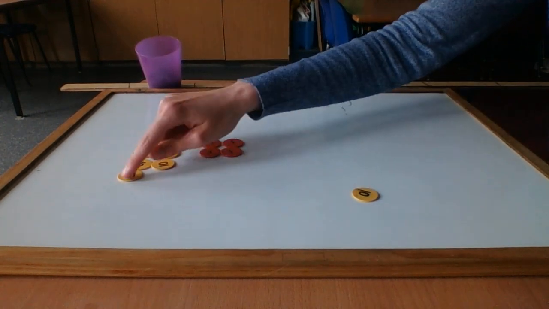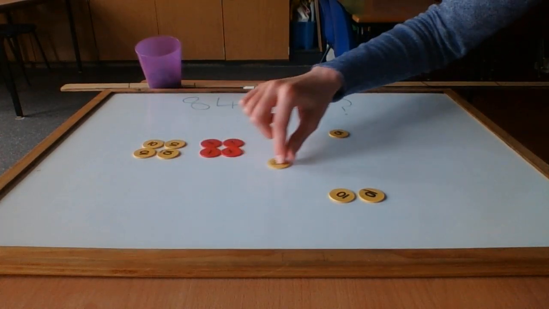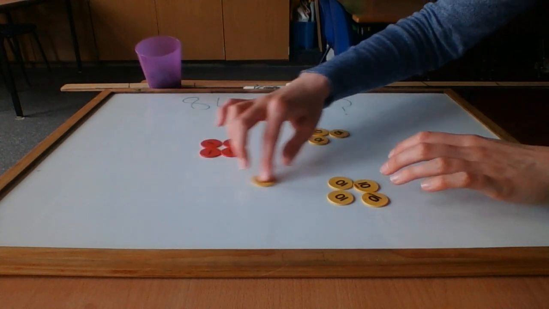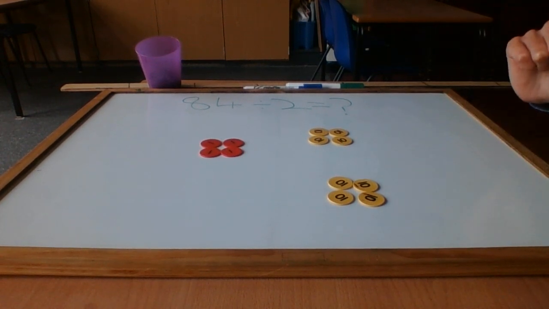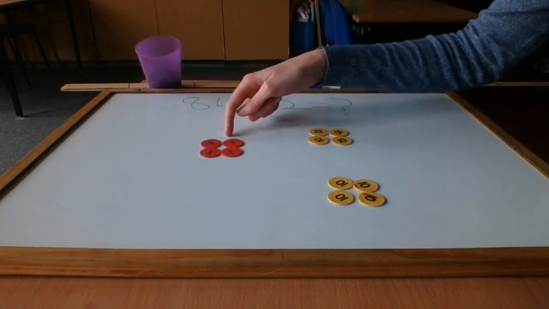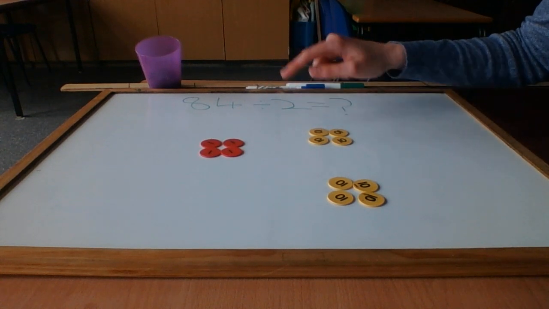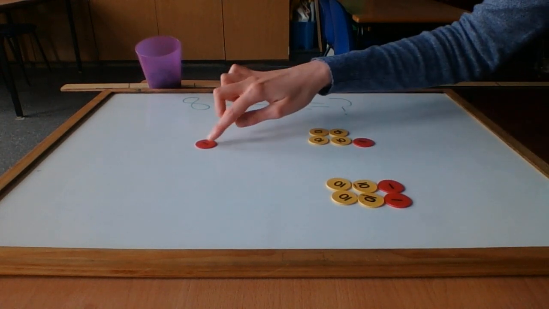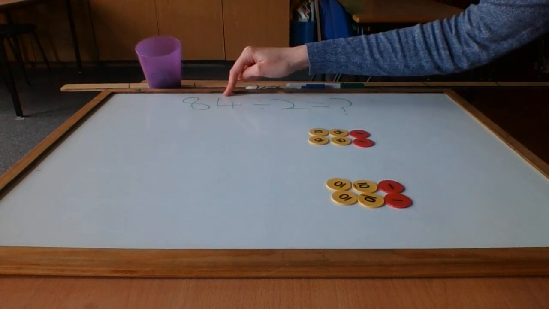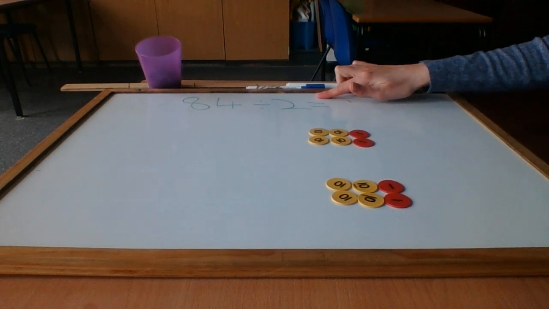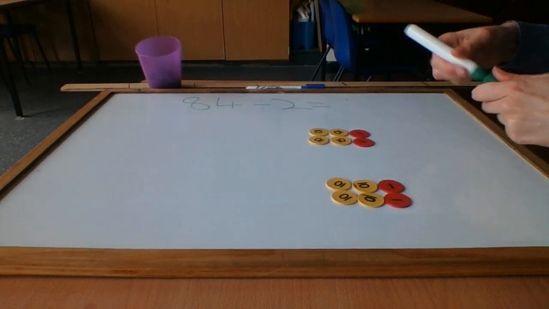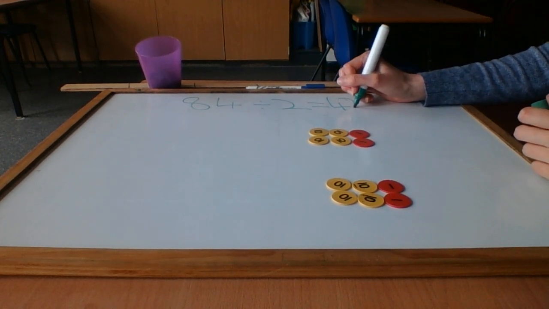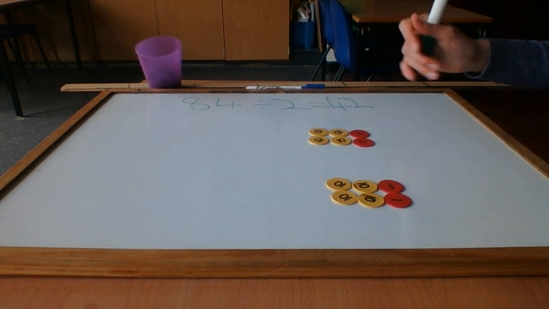So group 1, group 2, group 1, group 2, and so on. I've got 40 in each group, and now I'm going to move on to the ones and divide those into the 2 groups. Group 1, group 2, group 1, group 2. I've divided my 84 into 2 groups, and I have got 42 in each group. 84 divided by 2 is 42. So that's the first method.